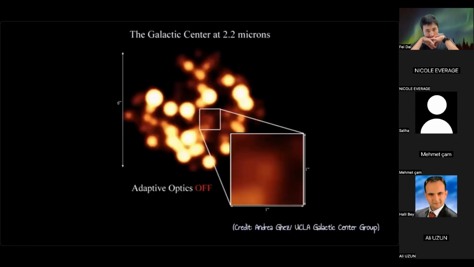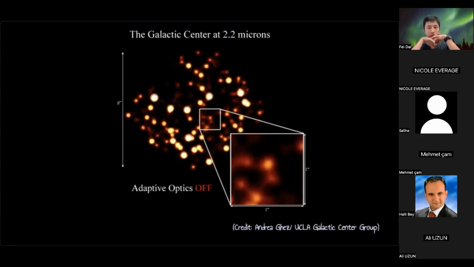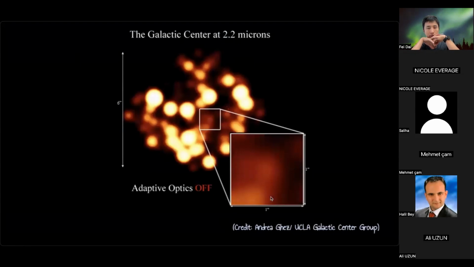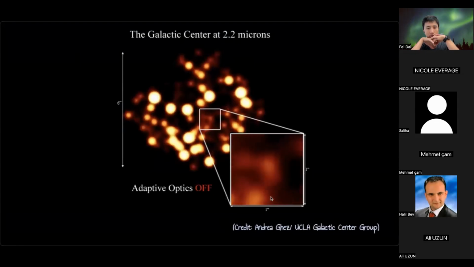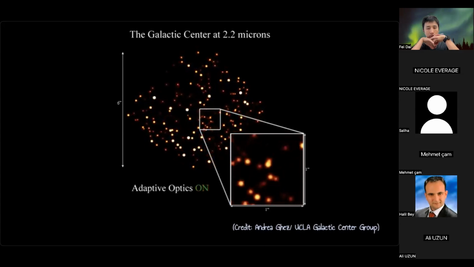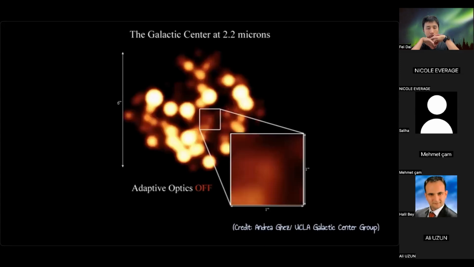This is a classic animation to demonstrate how useful AO is. Turning on AO, we can actually see the individual stars around the galactic centers. This is especially important as the presence of a supermassive black hole at the center of the Milky Way was determined through years of observing and charting the orbits of nearby stars.